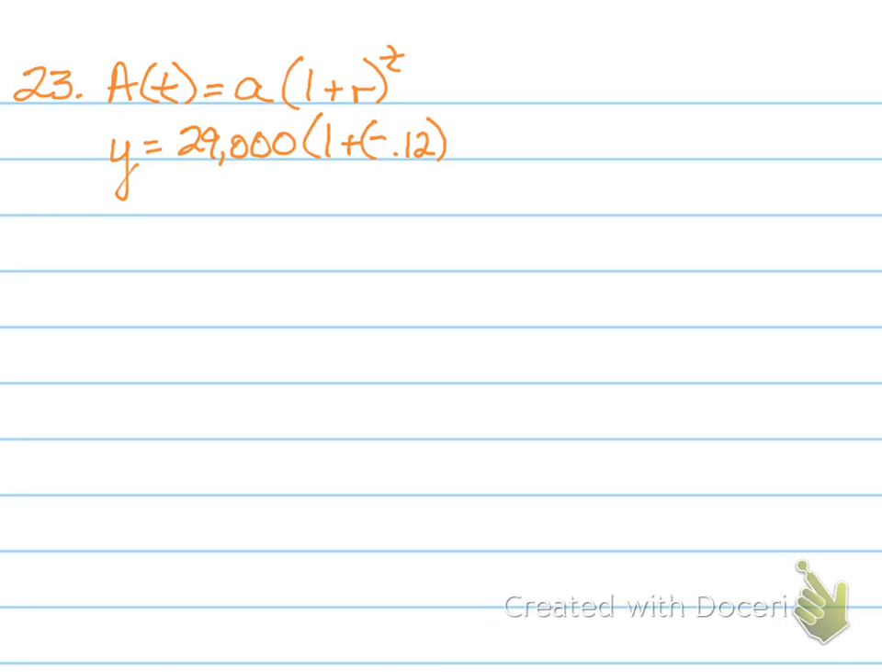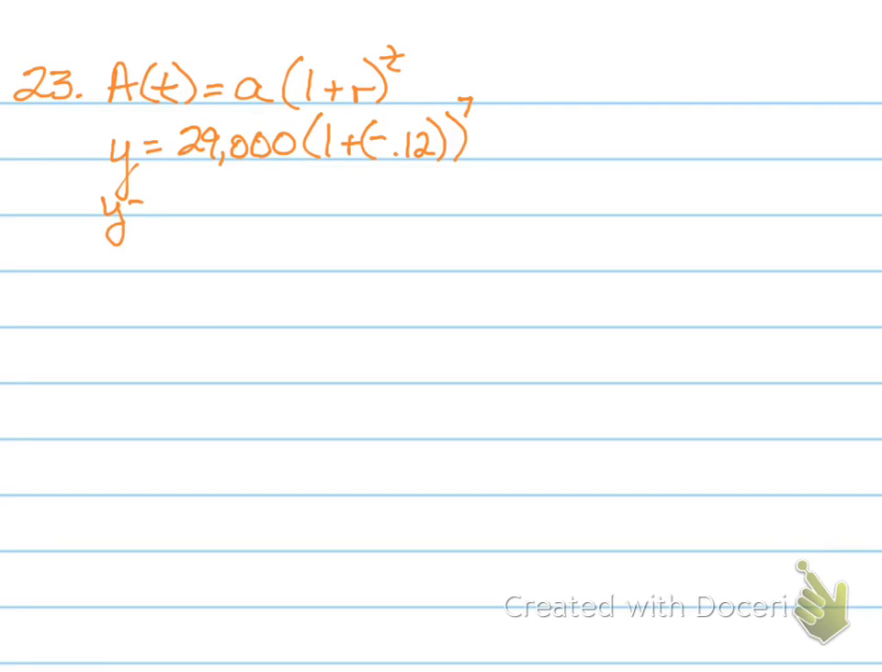Okay. Again, here's our formula. Okay. So y is equal to, our initial value is $29,000, times 1 plus our rate of change. My rate of change says it depreciates. Depreciates means that it goes down, so it's negative. So negative 0.12. 12% is 0.12. Okay. To the, what year? 7 years. So to the 7th power.